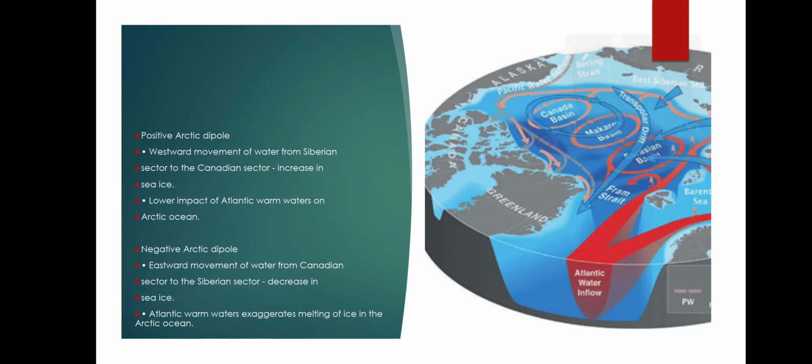Since 2007, the positive Arctic dipole favored the westward movement of fresh water, and it helped to slow the overall loss of the sea ice in the Arctic. As a result, the depth of the freshwater layer has increased along the Arctic. Also, the ice was thick and stable.